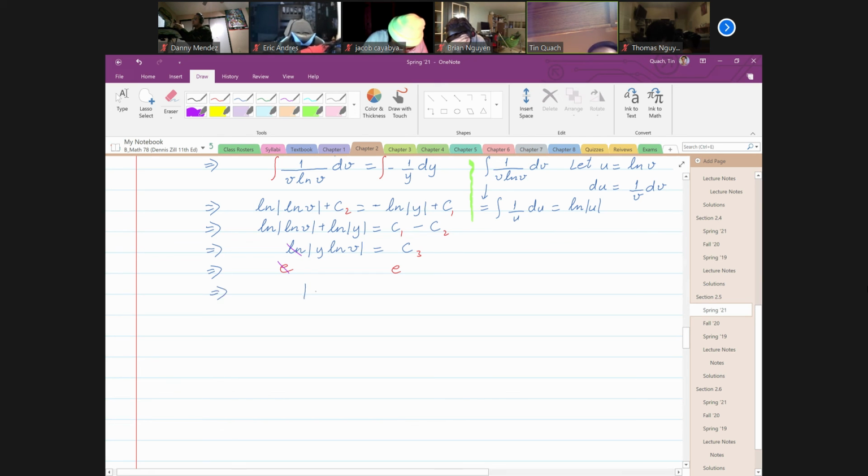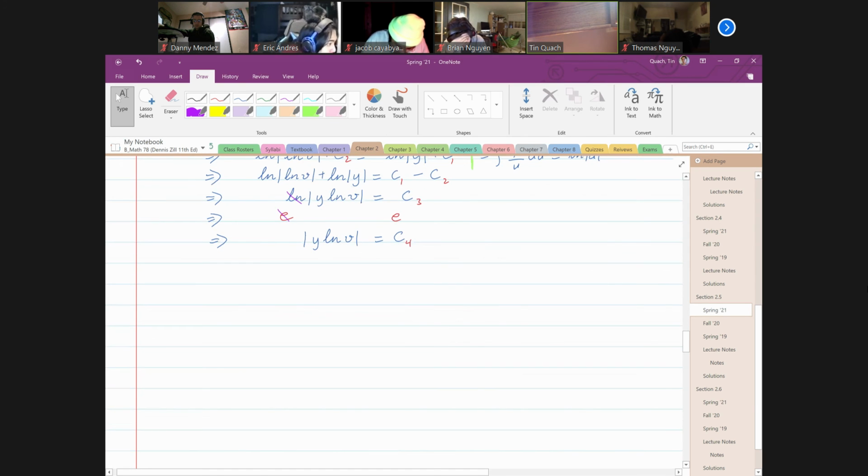You get this. And e raised to c sub 3 is going to be a new constant, let's say c sub 4. Okay. And then you want to get rid of the absolute values. Then you're going to have y ln of v is equal to positive or negative c sub 4.